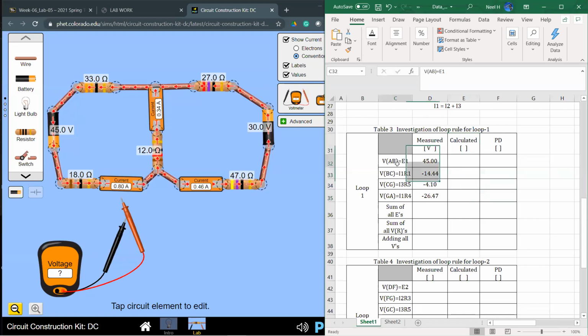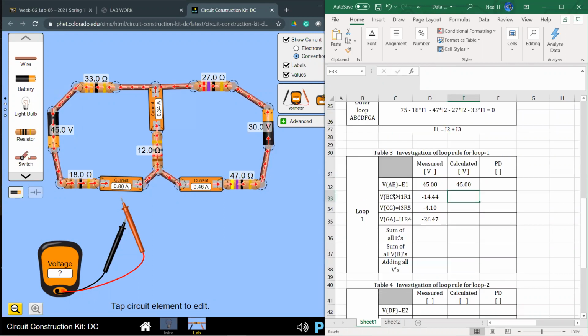There's no calculated value for the battery, right? So we don't need to put anything here. We can't calculate battery voltage at all. Battery voltage can be directly measured. Okay, 45. You can put this 45 there, that's okay. But for all the calculated voltages through the resistors, we're going to use the current and R by using Ohm's law.